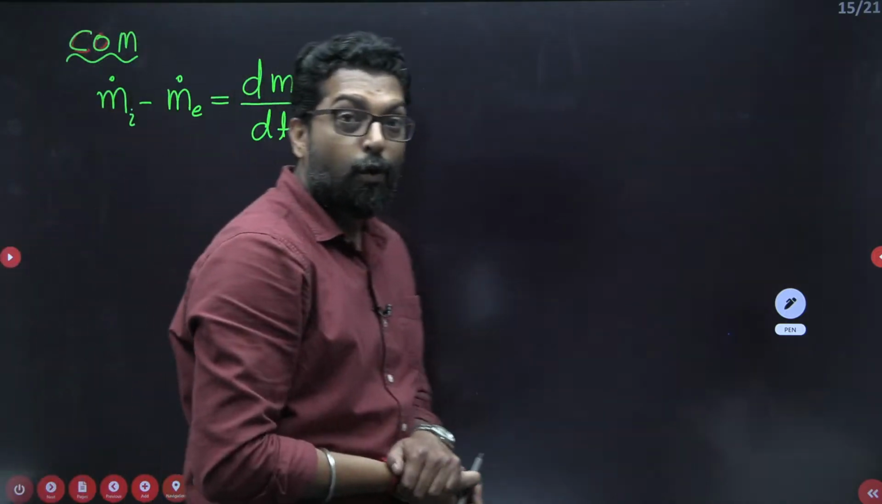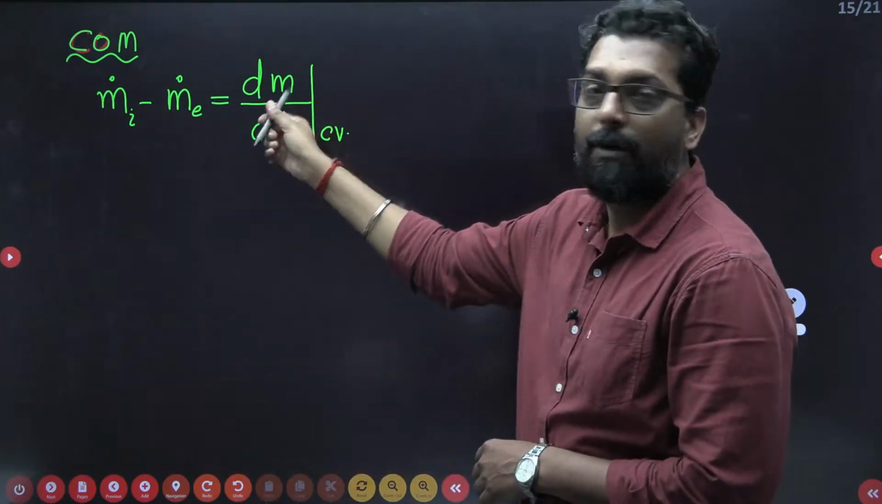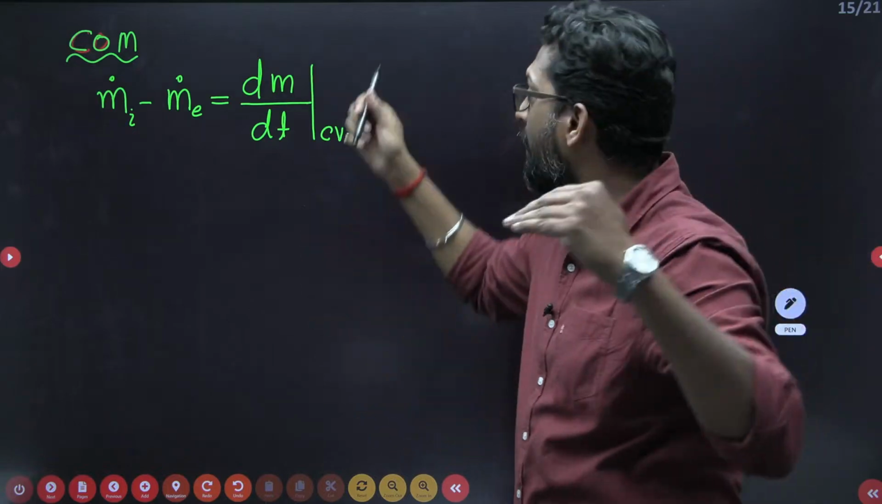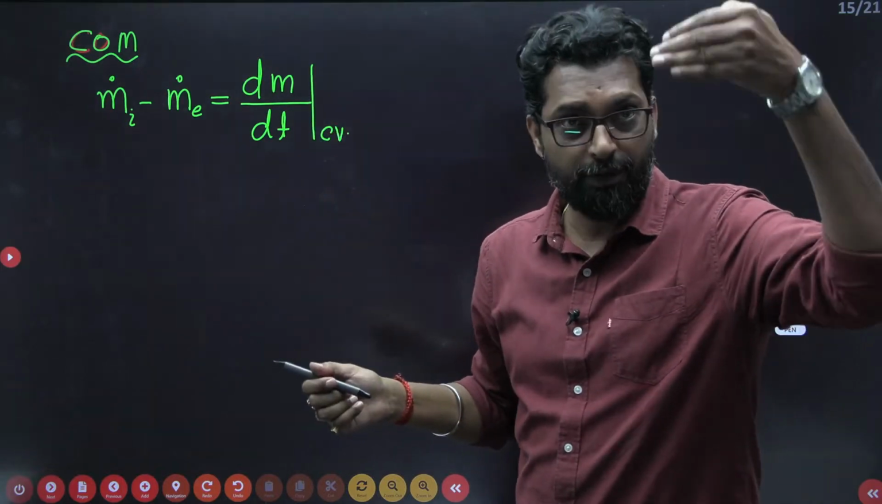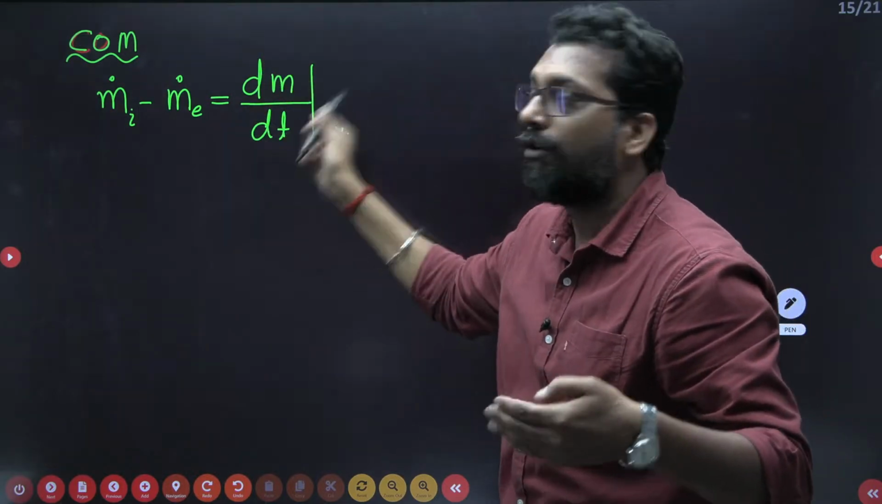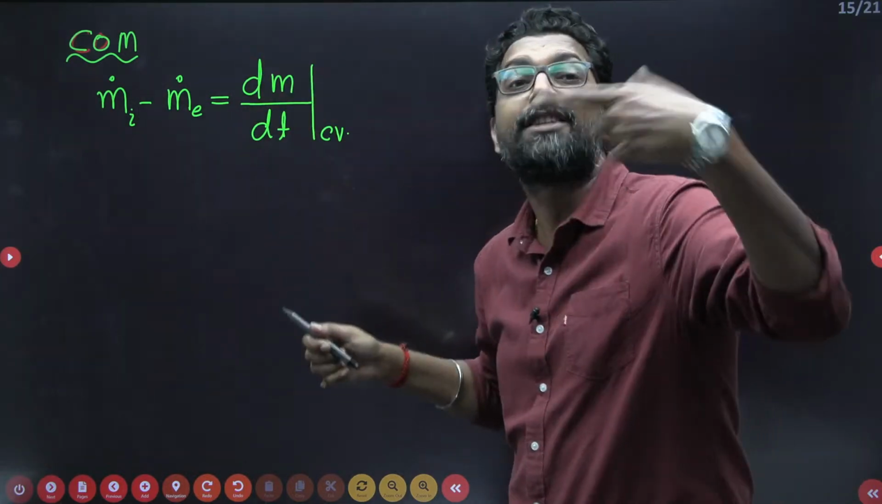Okay. So why? Because this is the unsteadiness. Because the property of the control volume, that means the mass of the control volume, will change with respect to time. So this is 0, this is not 0. So this is an unsteady problem.